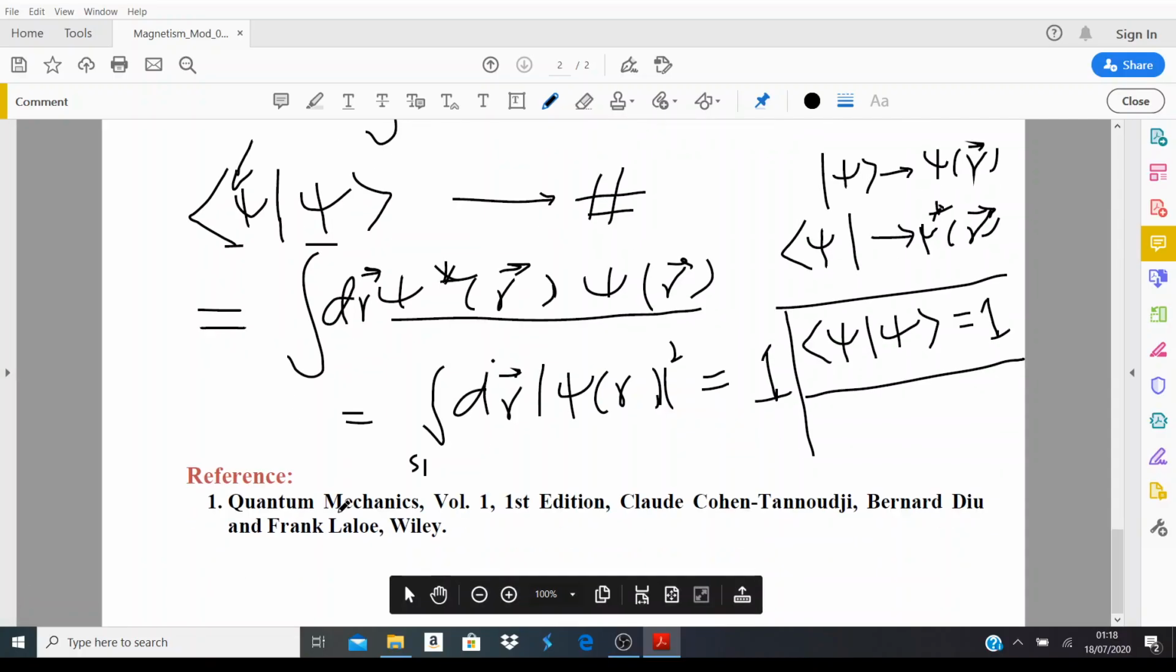So if you want to understand these things in more detail, you can have a look at this book by Cohen-Tannoudji and others. And I think that's about it, and thanks for listening.